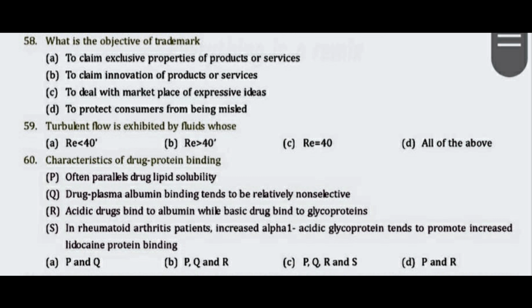Characteristics of drug protein binding. Option A, often parallels drug lipid solubility. Q, drug plasma albumin binding tends to be relatively non-selective. Then R, acidic drugs bind to albumin while basic drugs bind to glycoprotein. S, in rheumatoid arthritis patients, increased alpha-1 acid glycoprotein tends to promote increased lidocaine protein binding. Question 60. What is the correct answer? Option C is the correct answer. All these are characteristics of drug protein binding. So C is the correct answer.